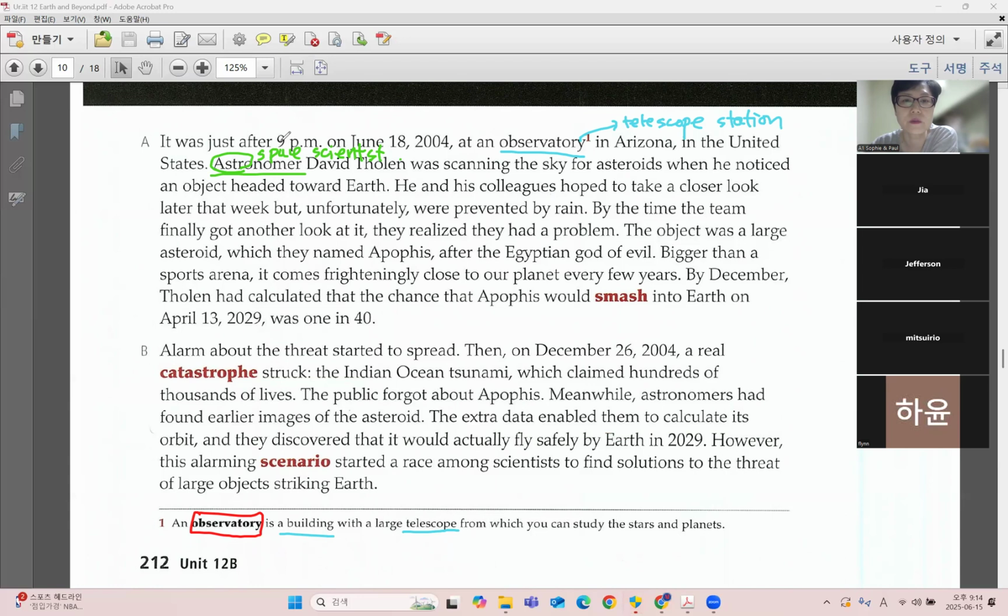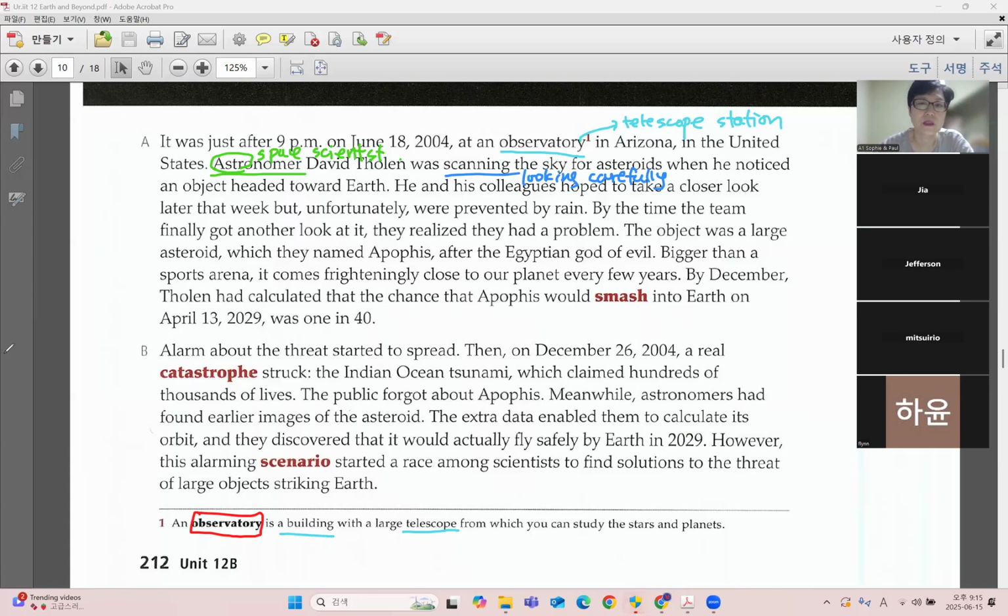David Tholen was scanning. So what is the scanning here? Very easy. What does scanning mean? To see. Very good. Scanning is just looking carefully. You know that we have a scanner. Okay, scan. What does a scanner do? Read. Okay, see.